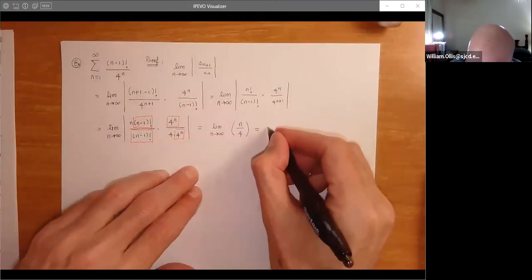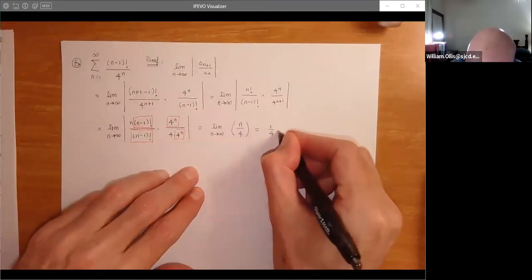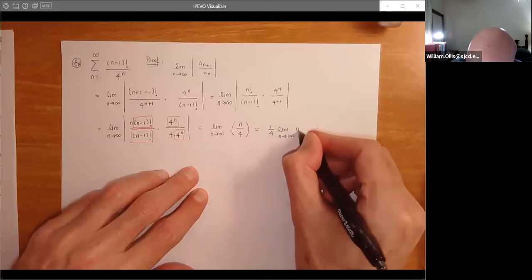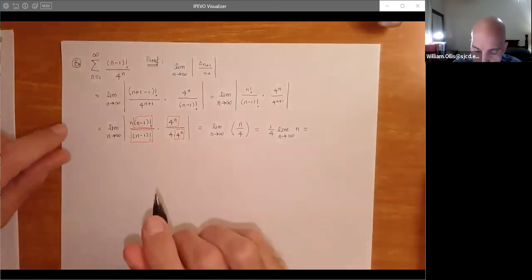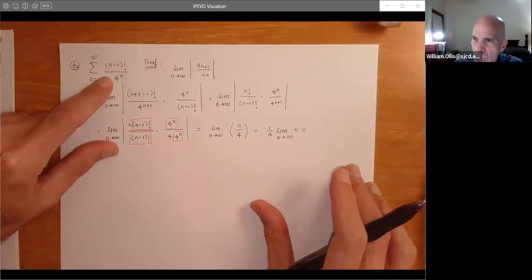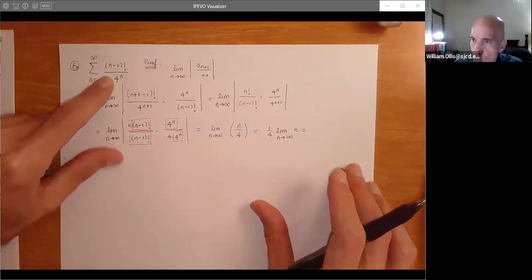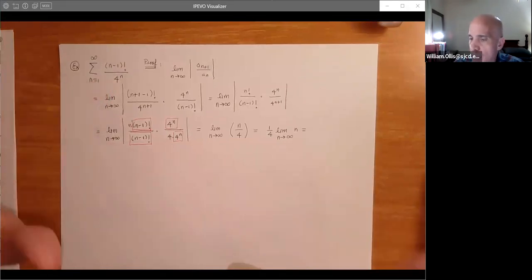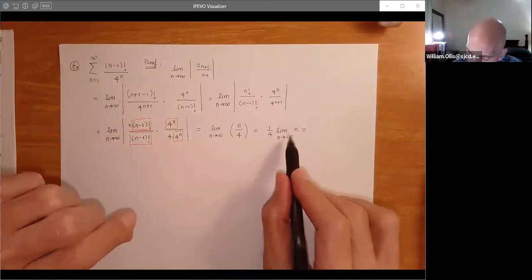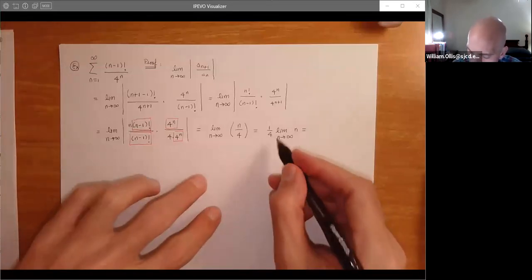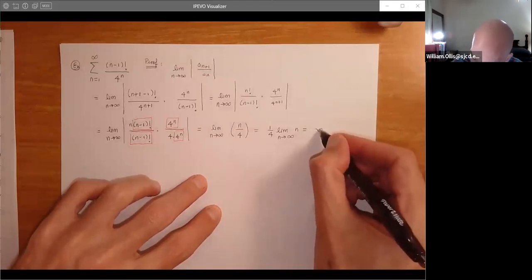And if you like, you can go ahead and factor the 1/4 out of the limit as n passes to infinity of n. Now, this was one thing you might have been looking at this point. This factorial function grows really, really fast, and it actually surpasses exponential functions, if you can believe that. And this has a lot to do with Stirling's formula in probability theory. So what we see here is that the limit as n passes to infinity is clearly infinity. And of course, 1/4 times infinity is infinity.